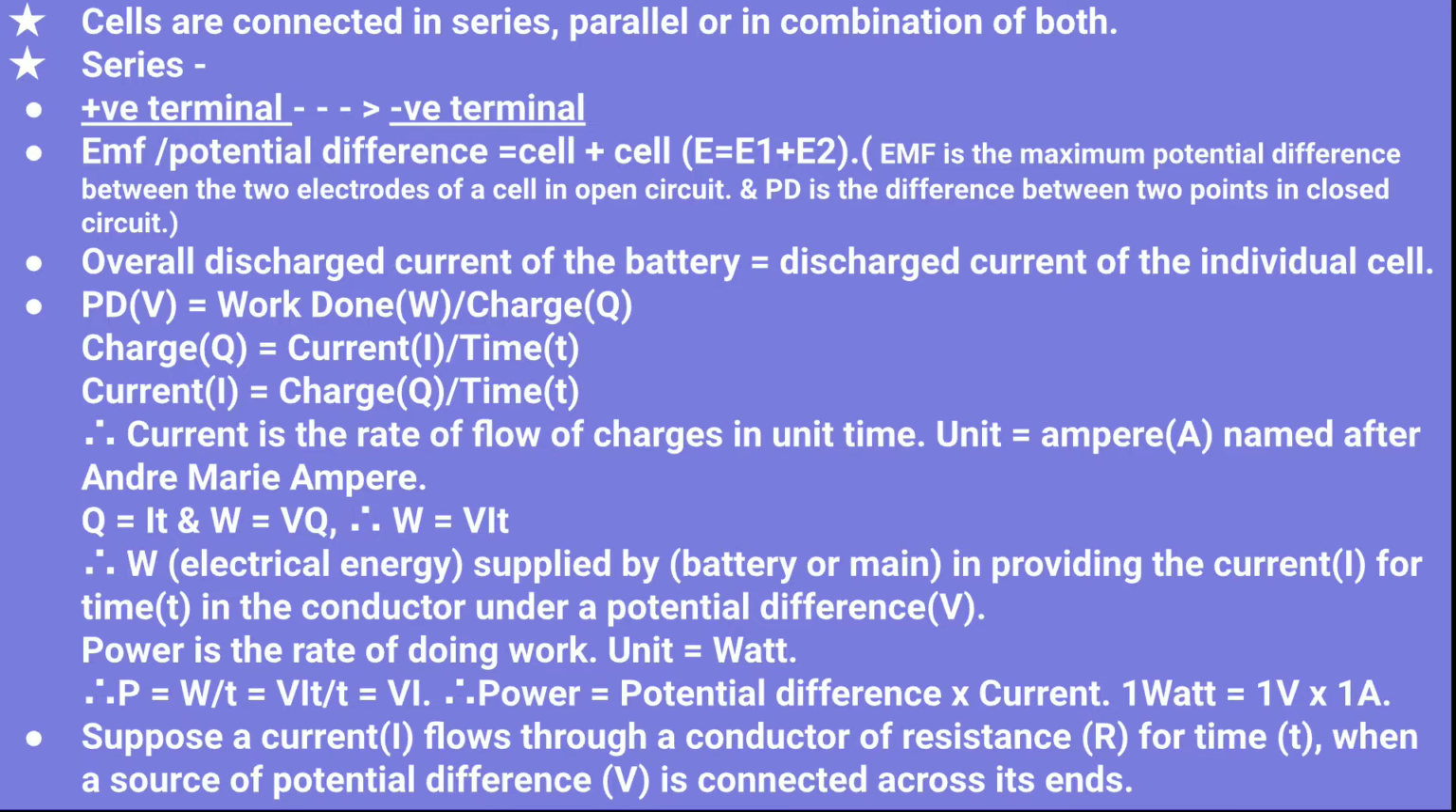Now, what is electromotive force? Electromotive force is the maximum potential difference between the two electrodes of a cell in open circuit. Open circuit means current is not flowing. During that time, the maximum potential difference between the electrodes of the cell is known as electromotive force or EMF. Potential difference is the difference between two points in a closed circuit. That is the main basic difference between EMF and potential difference.